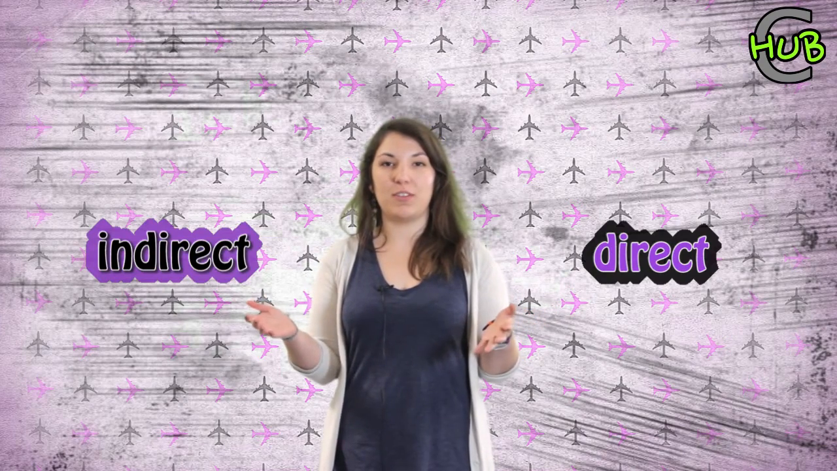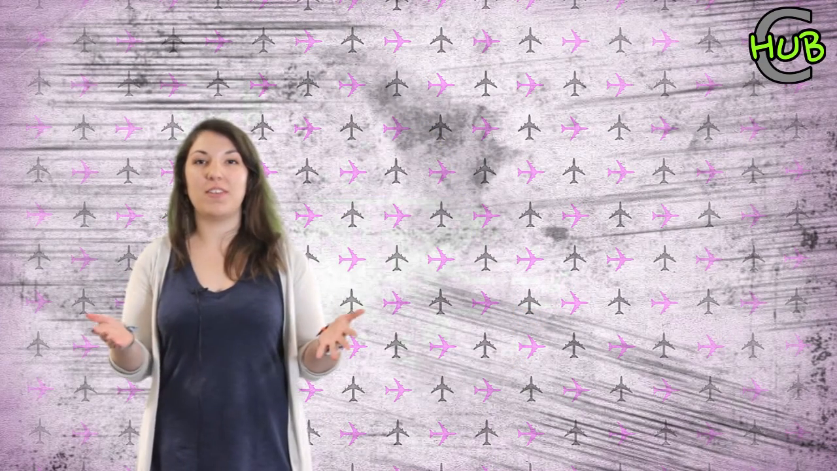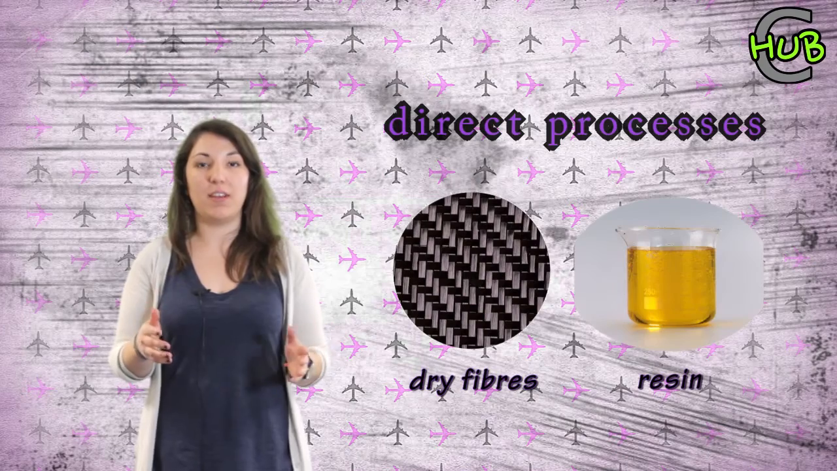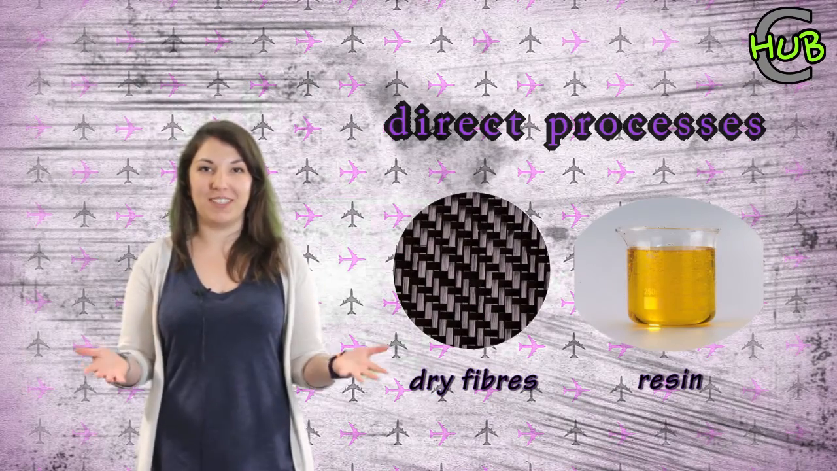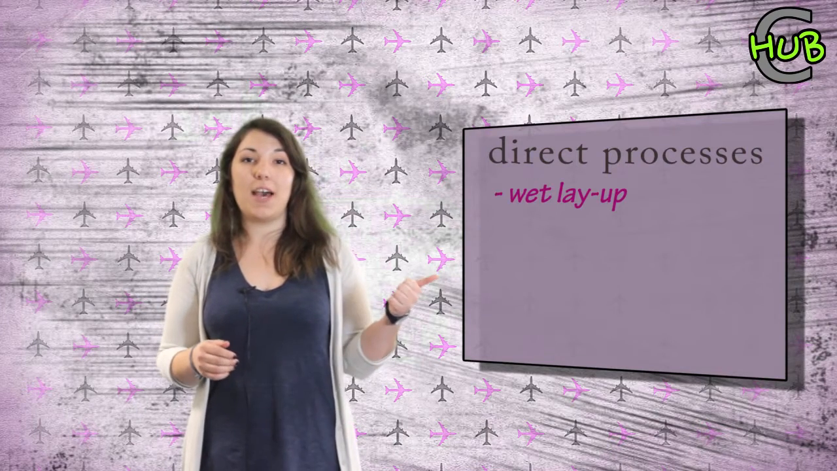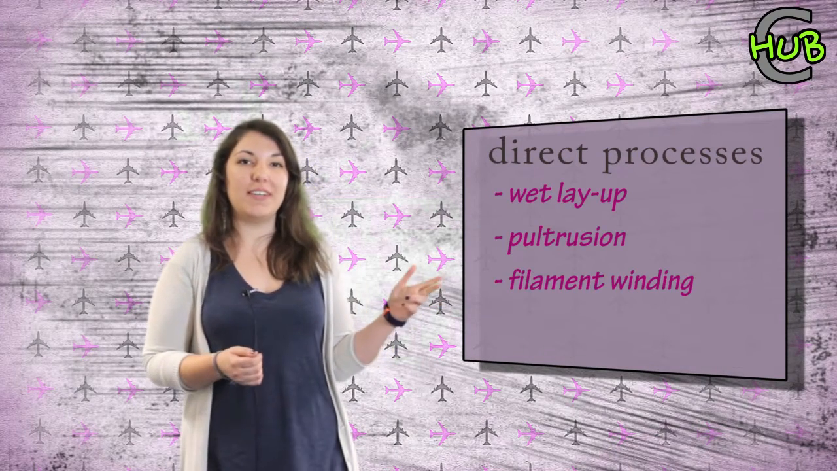Composite manufacture processes can be divided into two groups, the direct and indirect processes. Direct processes are where dry fibers and resin are brought together at the point of molding. The most commonly used direct processes are wet layup, pultrusion, filament winding, and resin transfer molding.